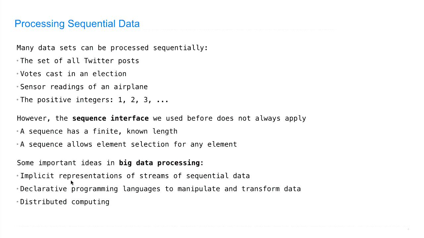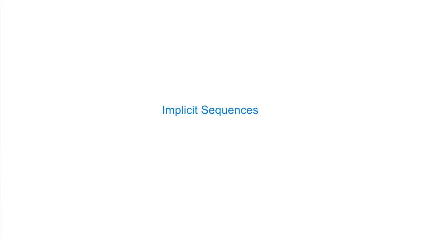So topic number 1 is implicit representations of sequences. Implicit sequences are useful because sometimes you can represent a sequence and manipulate it without having to explicitly say, here's the value for this element at index 0, here's the value for the element at index 1, here's the value for the element at index 2, all at once, which might be problematic for your computing resources.